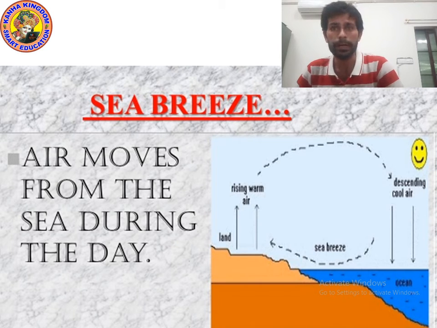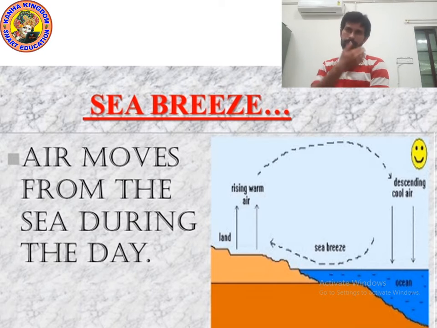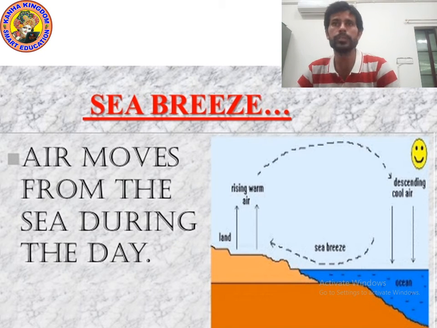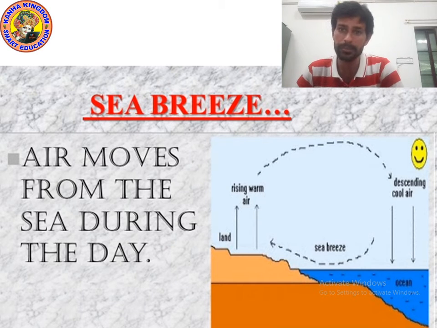So, the air which is present above the sea transfers and occupies the empty place. So, air moves from the sea during the day. That's why the coastal area becomes cool. That's why people make houses near coastal areas. This is sea breeze. So, what is sea breeze?